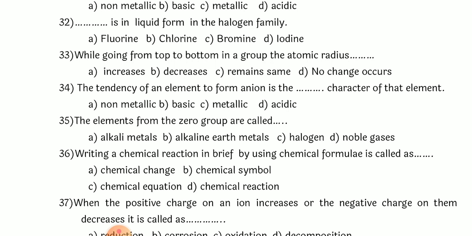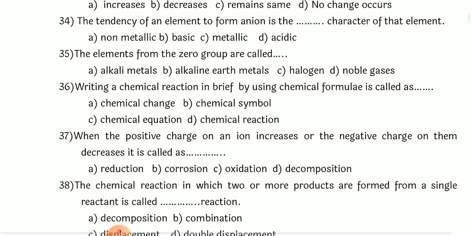35th question. The elements of the zero group are called noble gases. That is very easy. 36. Writing a chemical reaction in brief by using chemical formulas is called a chemical equation. That is also very easy.